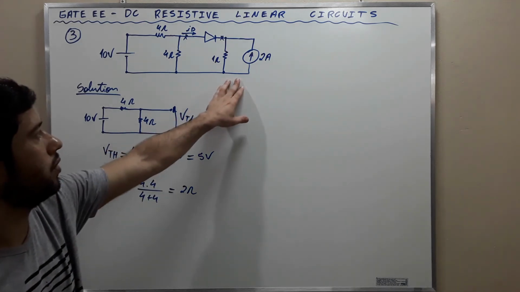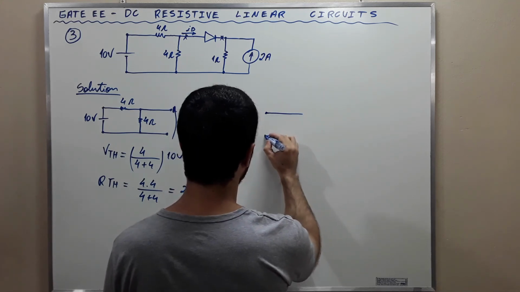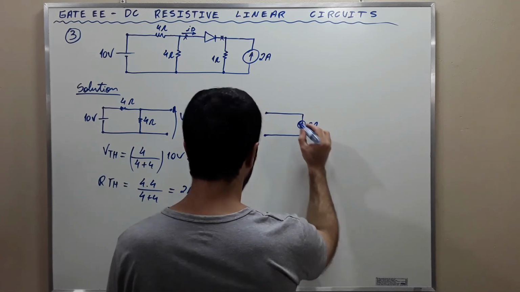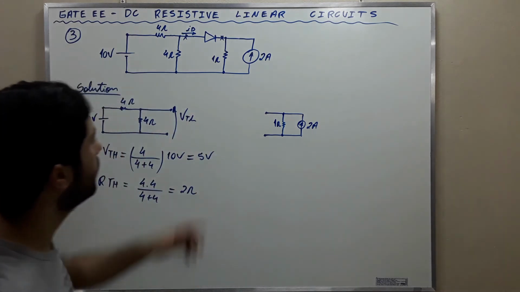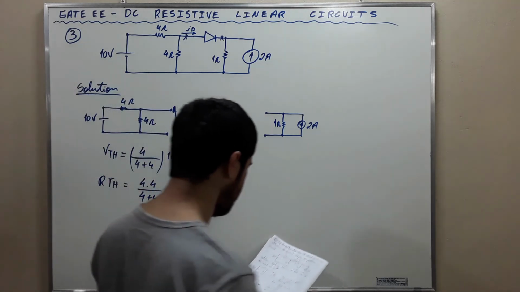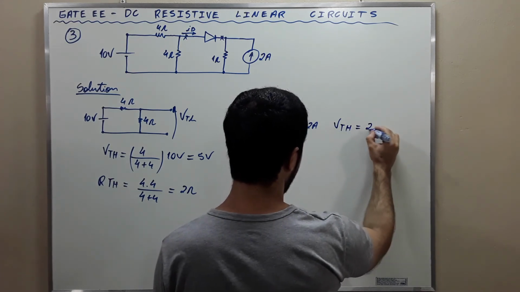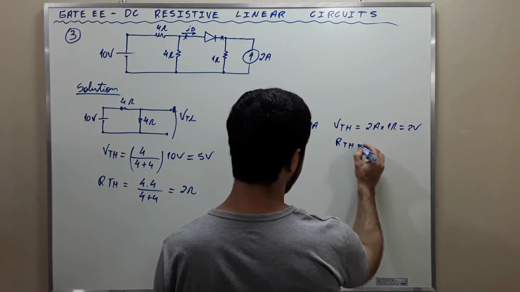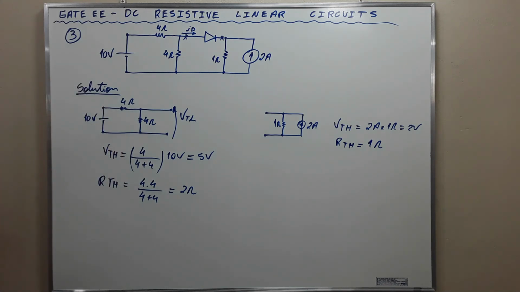Now, let's do the same for the second part. We're going to have something like this. Okay, this is this part of the circuit. The Thevenin voltage is going to be 2 amperes times 1 ohm, 2 volts. And the Thevenin resistance is going to be 1 ohm. With these values, we can remodel the topology of this circuit.